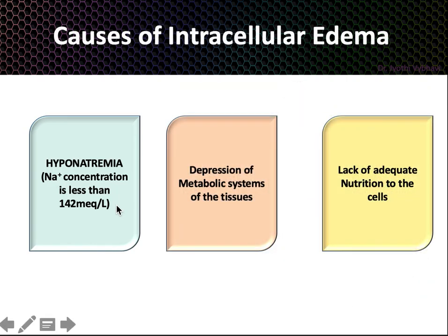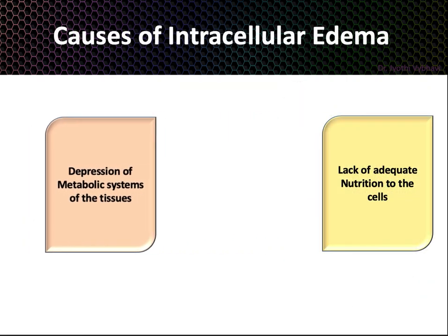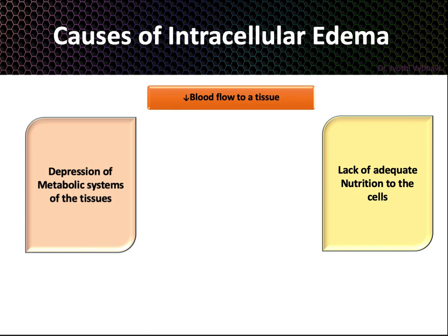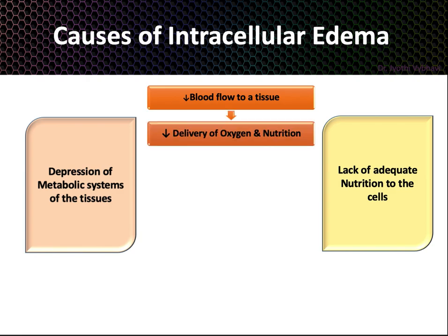What about the other two causes? How do these cause intracellular edema? Let's take an example. Let's take any tissue in the body and imagine that blood flow to that tissue is decreased. So what happens? The delivery of oxygen and nutrients is reduced.